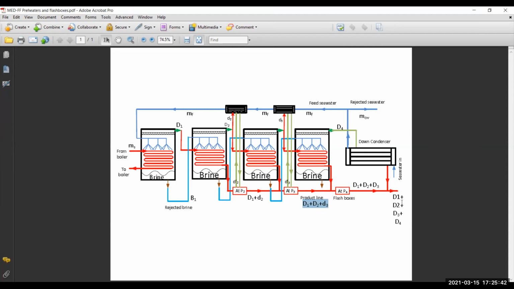The vapor that is leaving effect number 4, D4, entering into the condenser, but where are they going? I mean, the vapor that leaves to the condenser, you mean this stream? Yes, yes. It condenses in the condenser, and then here it joins as liquid product. It is joining the D1 plus D2 plus D3, so that here we have D1, D2, D3, and D4. Oh, yes, it is correct.